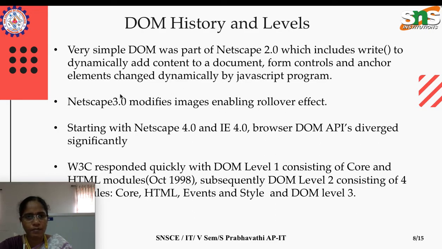Later the image rollover came in Netscape 3.0, and from Netscape 4 onwards and Internet Explorer version 4, it plays a dominant role. The DOM APIs played an important role in making interaction with the web elements. Since the two browsers were in competition to have their own APIs, the W3C, the World Wide Web Consortium, responded quickly to standardize the DOM features. It has versions like DOM1, consisting of only two modules, core and HTML, in 98, followed by DOM level 2 with four modules: core, HTML, events and styles. Then the latest version, we are in DOM level 3.